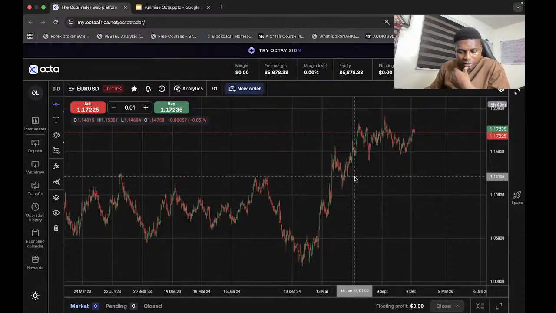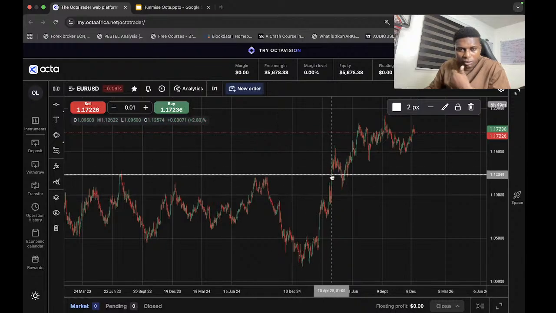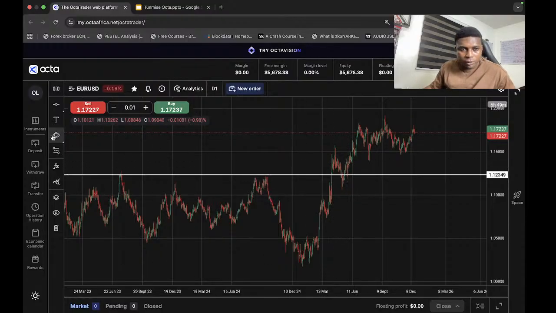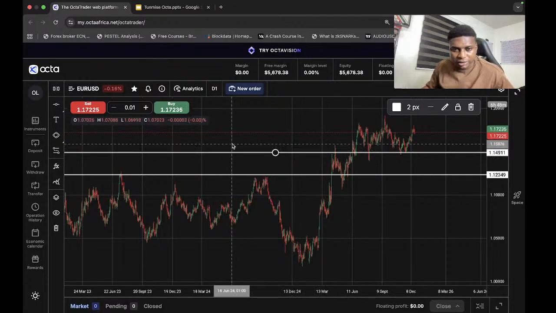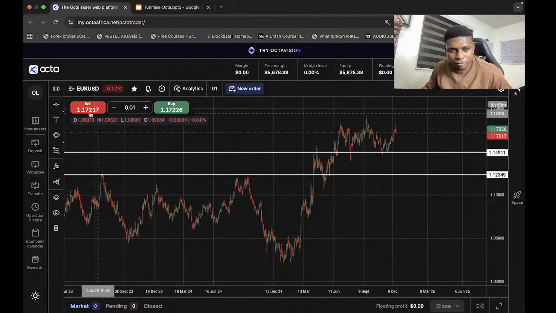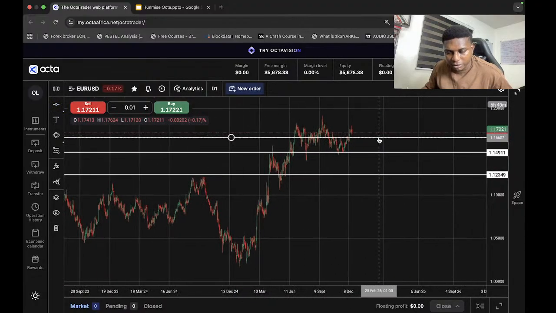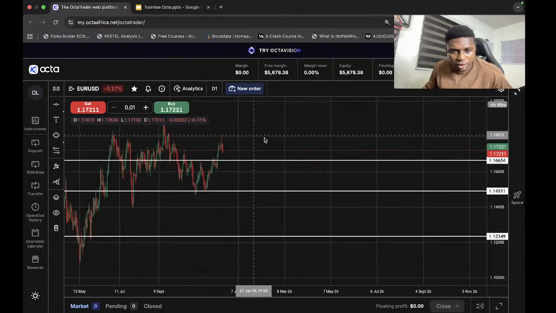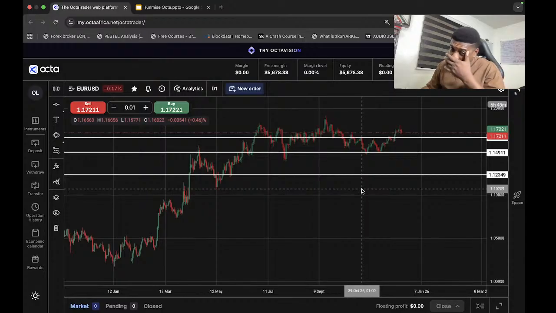So here we can see we are mapping out levels of supports and resistance. Okay, here we have another level of support and resistance. Here we have another level of support and resistance. Okay, good.